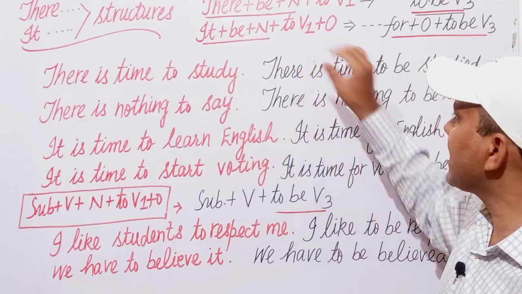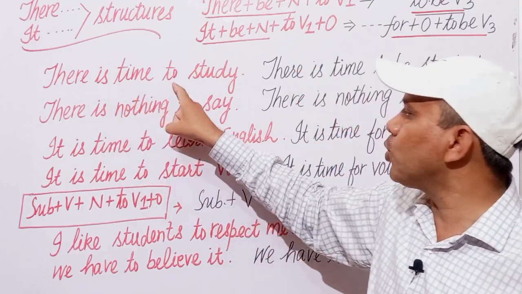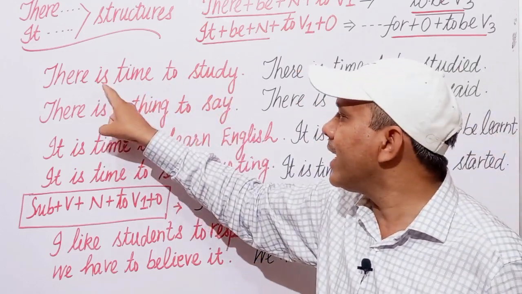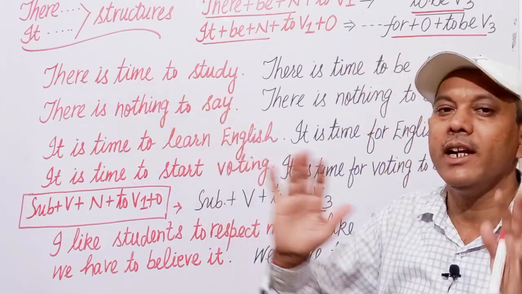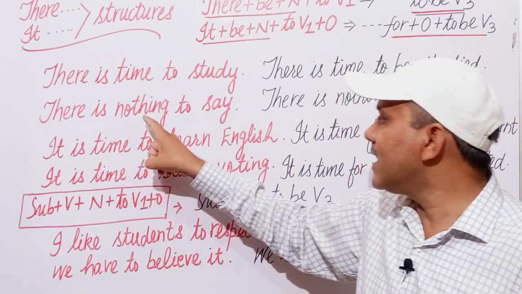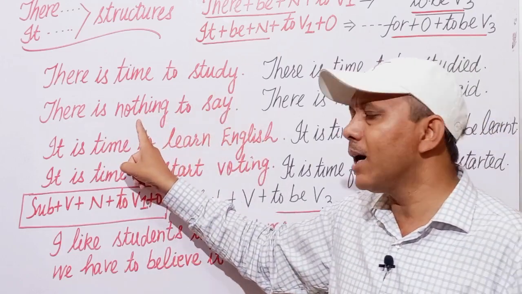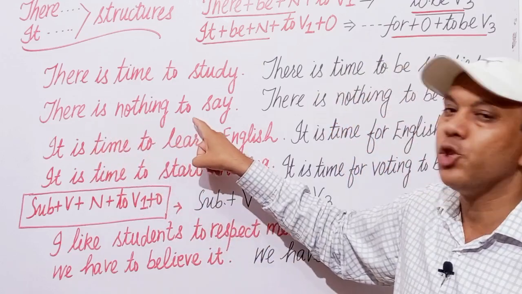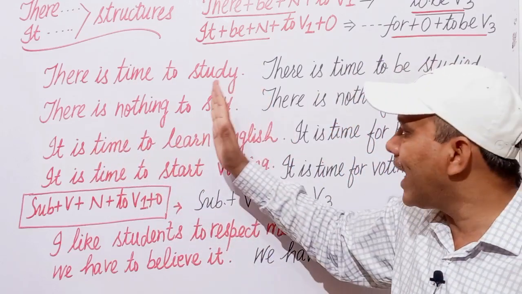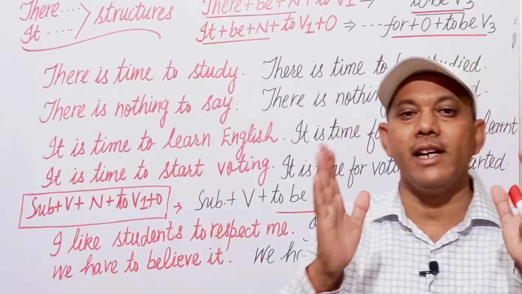देखिए एक एग्जांपल से हम देखते हैं. देयर इज टाइम टू स्टडी. देयर इज वर्ब है बी, टाइम नाउन है और फिर टू स्टडी टू इन्फिनेटिव है. देयर इज नथिंग टू से. नथिंग को यहां पर हमने नाउन के रूप में यूज किया है. देयर बी नाउन टू इन्फिनेटिव. How shall we change these structures into passive voice?